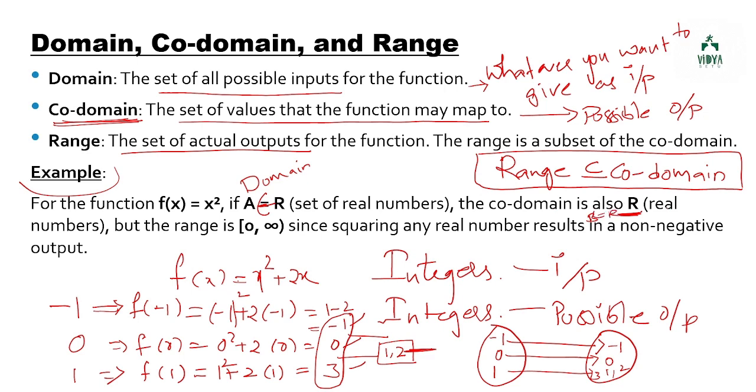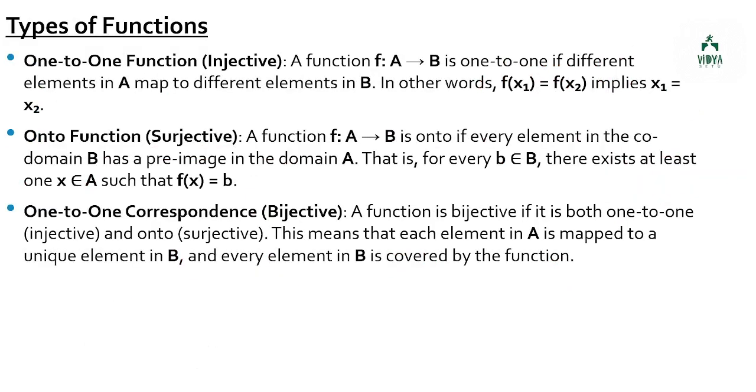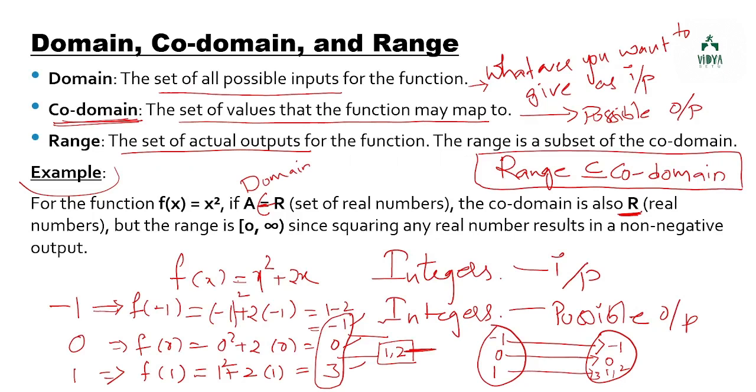Okay, R means the set of real numbers. So they have given the codomain and domain as R. But what are the output values we'll get for x square? If I put -2, what is the value? 4. If I put -3, what is the value? 9. If I put -10, what is the value? 100. That means where I can explain you this.